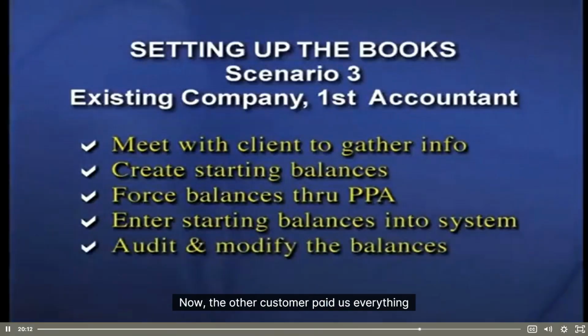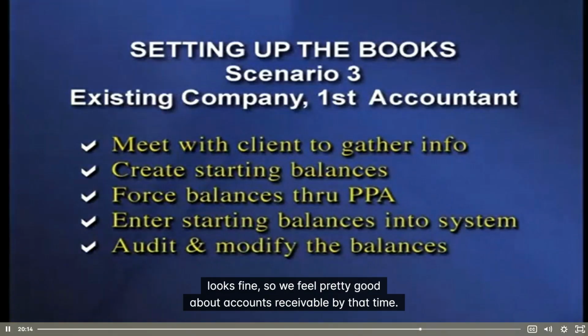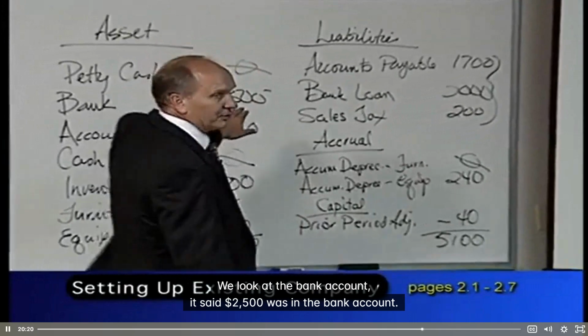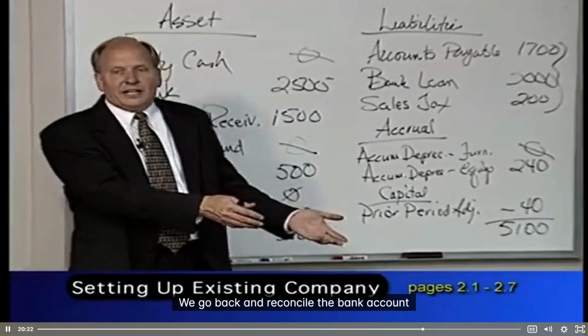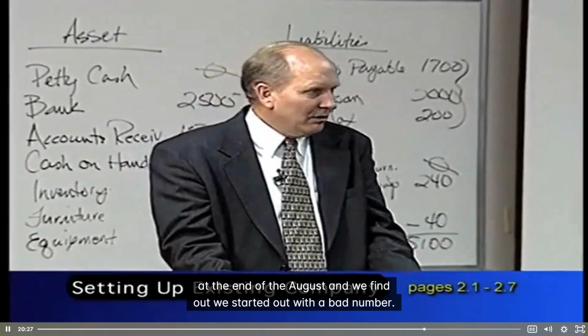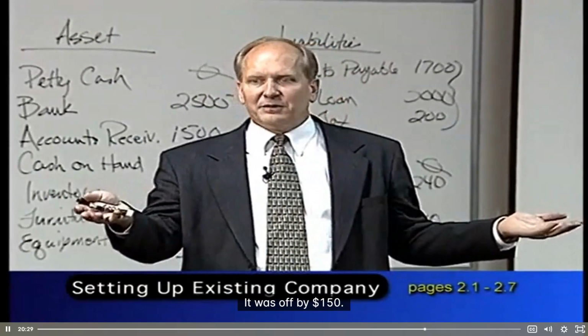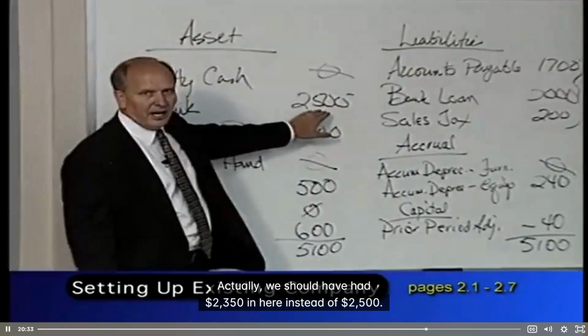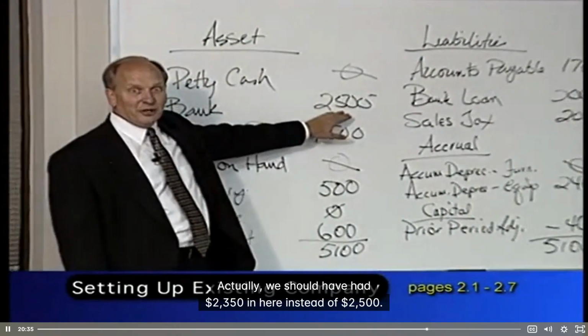Okay. Now, the other customer paid us. Everything looks fine. So we feel pretty good about accounts receivable by that time. We look at the bank account. It said $2,500 was in the bank account. We go back and reconcile the bank account at the end of August, and we find out we started out with a bad number. It was off by $150. Actually, we should have had $2,350 in here instead of $2,500.